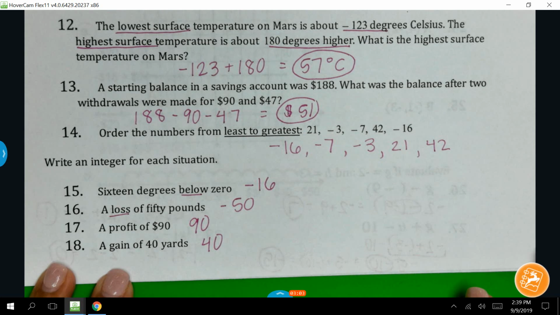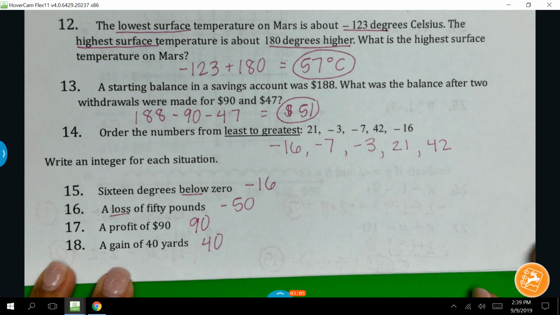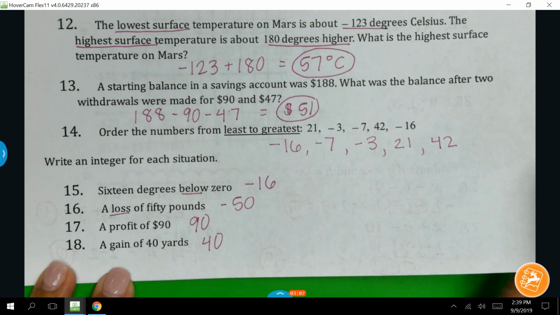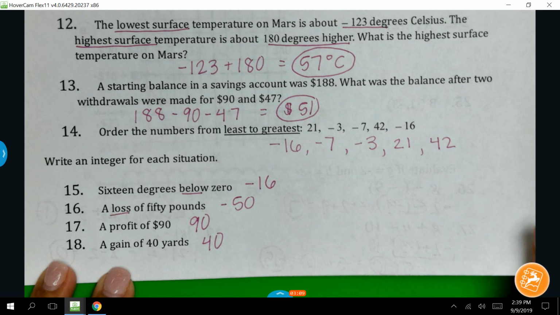Questions on any of that first page? We good so far? Can I flip it? Yes.